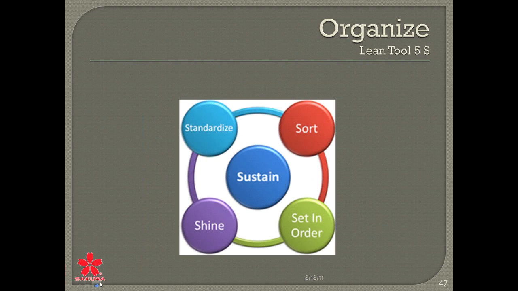There is a tool from Lean, and it's called the 5S tool. I won't bother you with the Japanese words, but I've put them in English. So it's standardize, sort, set in order, shine, and sustain. And sustain is the most important one, of course. But it's really good to walk through your lab, sort everything out, set it in order, shine it, polish it, and then make a standard for it, and then keep it this way.